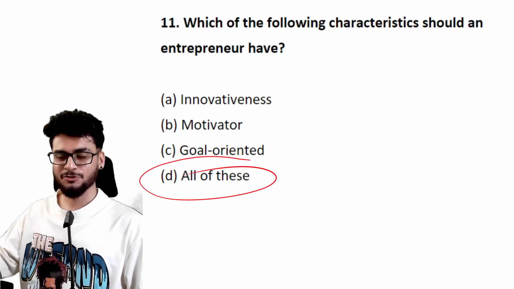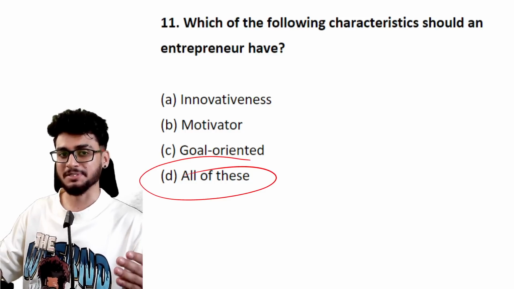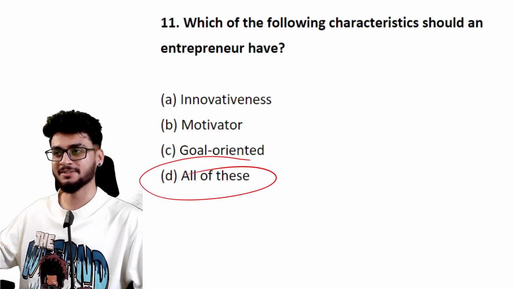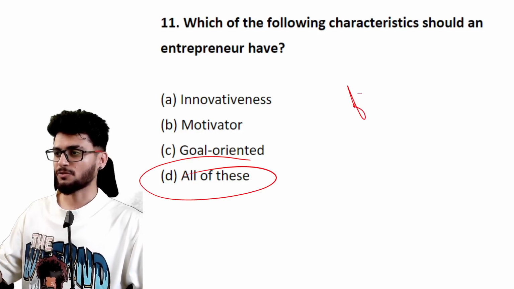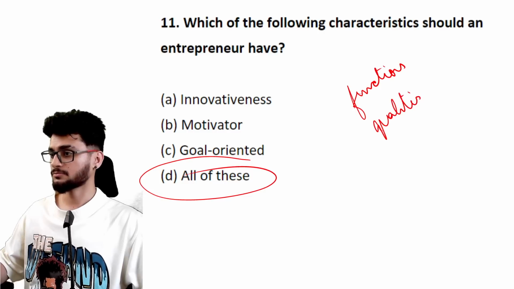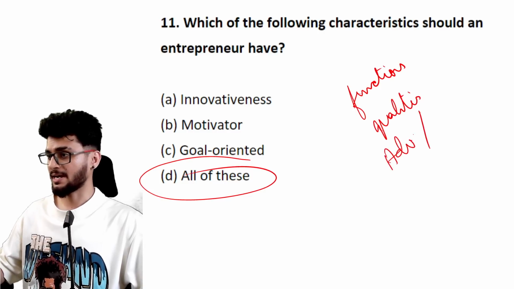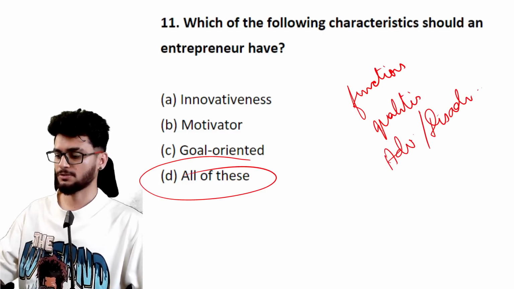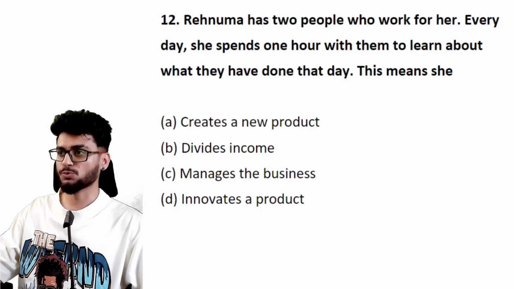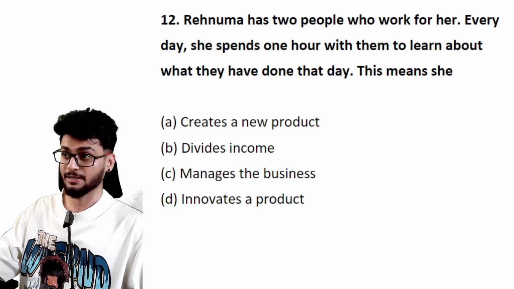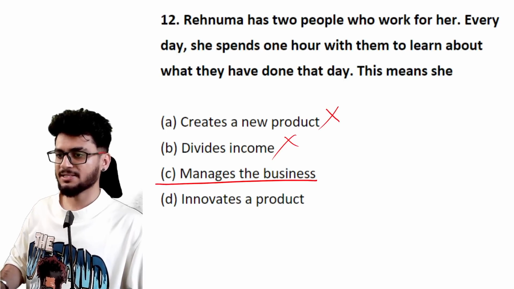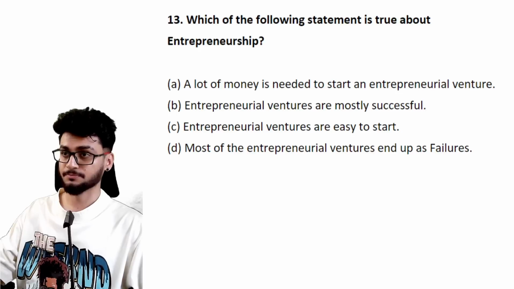So now have you started to understand what are the common themes present between all these questions? It's not that one question is very different from the other. You just need to understand what are the functions of an entrepreneur, qualities, advantages and disadvantages. All right. Rehnuma has two people who work for her. Every day she spends 1 hour with them to learn about what they have done that day. This means she is creating a new product? No. Divides the income? No. Manages the business by talking to her employees.